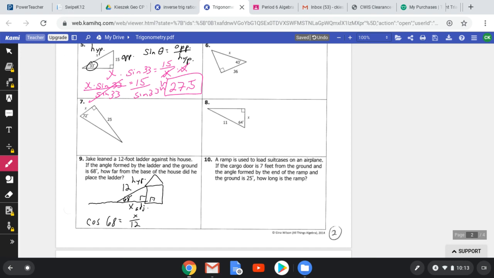Means I got to multiply both sides here. So x is going to be roughly, let me get my calculator here, 12 times cosine of 68. It's going to be around 4.5. And because it is a word problem, you label feet. Okay. So that's how you do finding missing sides using trig and a word problem.